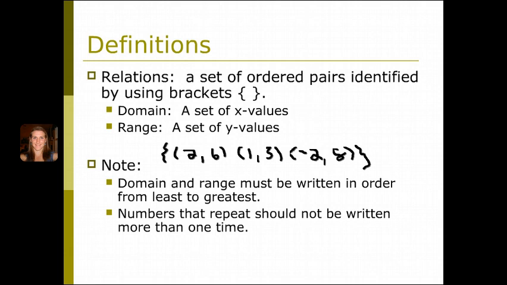In a relation, we have domain and range. The domain is the x values, so that would be your 2, your 1, and the -2. The range is the y values, which is 6, 3, and 8. When we write the domain and range, you must write them in order from least to greatest, and we should not repeat any numbers.